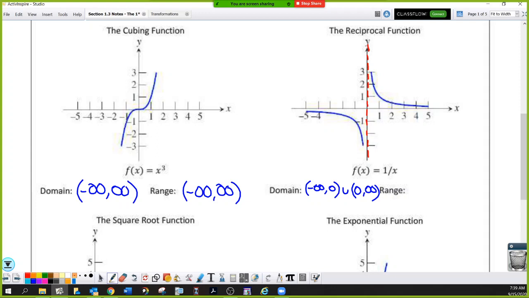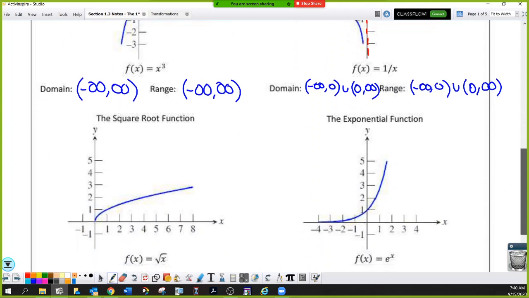And you know what? Its range is the exact same thing because every single y value is covered except for y equals 0, the horizontal asymptote. This is one of the ones that does not cross its own horizontal asymptote. So it's identical for the range. Negative infinity up to 0, hop over the y value of 0, and continue on up to positive infinity. So most of these things you've seen before in Algebra 2 honors or even Algebra 1. I don't know if you focus on domain and range all that much.